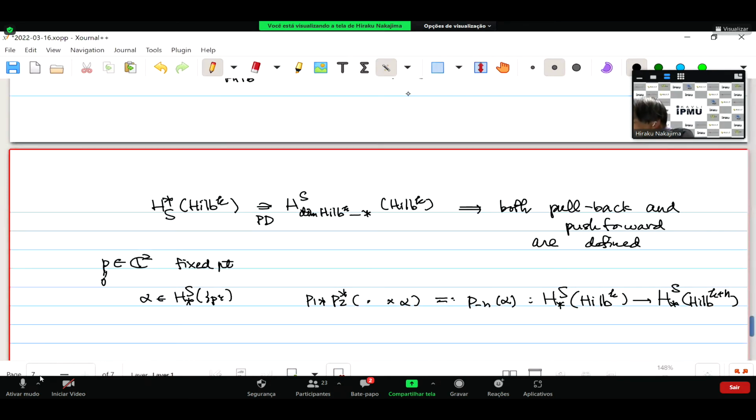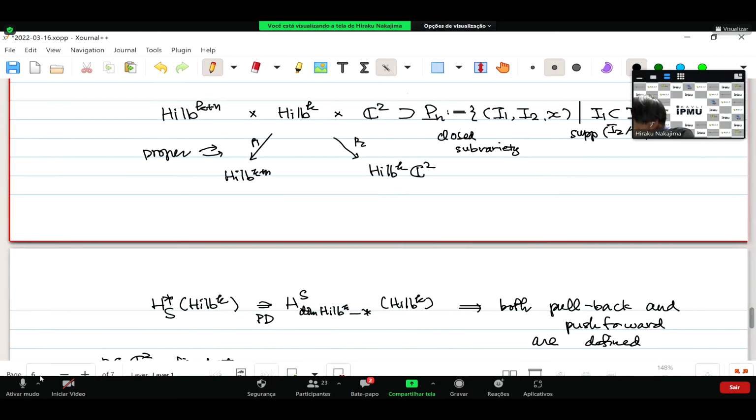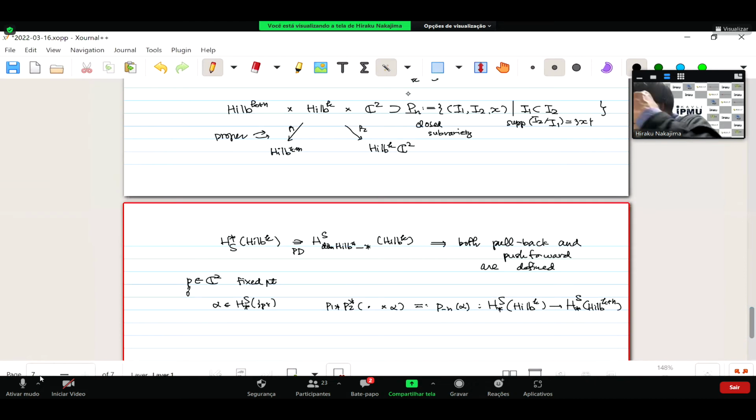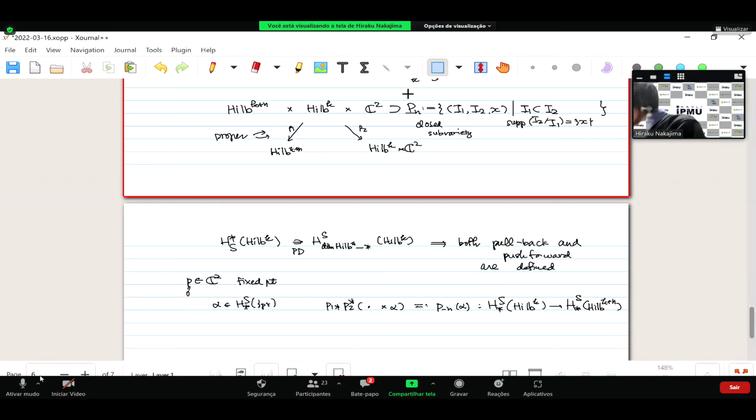Okay, I use this diagram. I take the homology class on here, and I omit the C2 here, but this C2 is this C2, right? So I have a homology class here, and take a product with a homology class in here, and then pull back, and then push back by P1. So this is the formula.